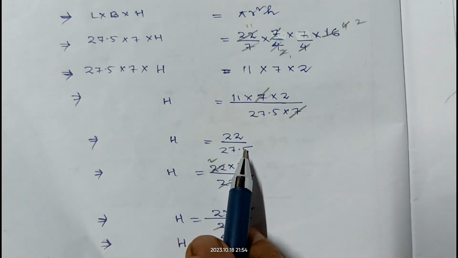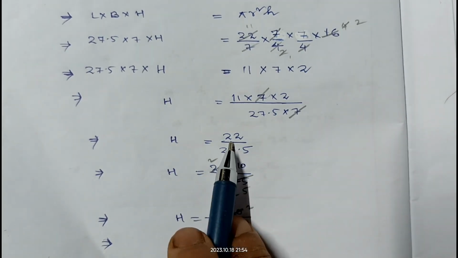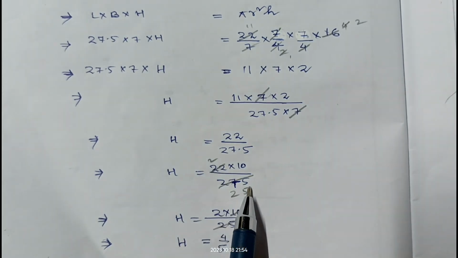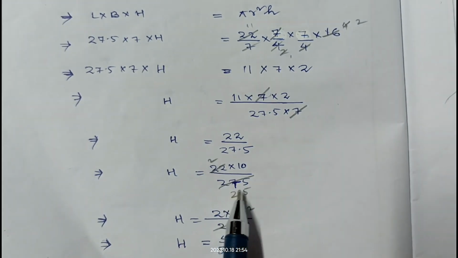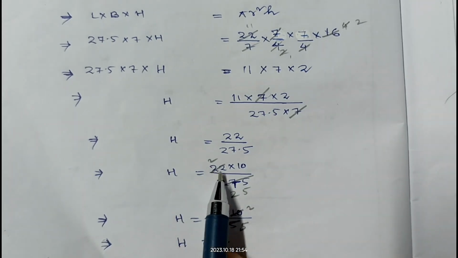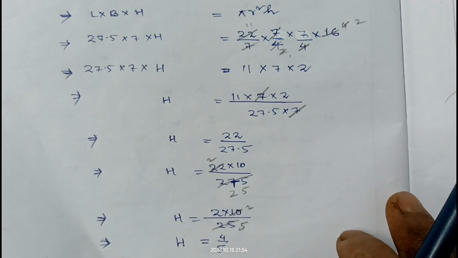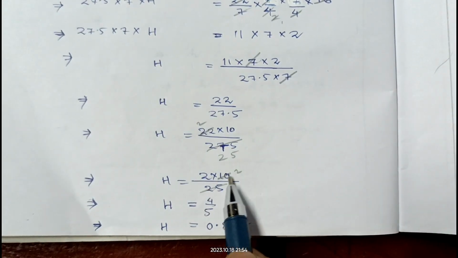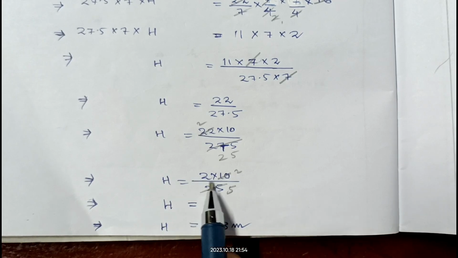Now if I multiply both by 10, so h equals 22 into 10, and if I multiply this one by 10, it will become 275. If I cancel by 11, it will be 25 and it will be 2. So h is 2 into 10 divided by 25. Again this 10 and 25 can be cancelled by 5. It will be 5 twos are 10, 5 fives are 25. So h is 4 by 5, that is 0.8 meters.